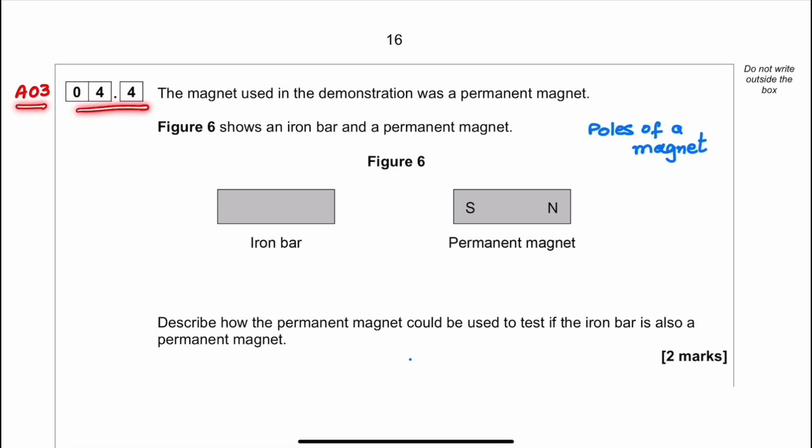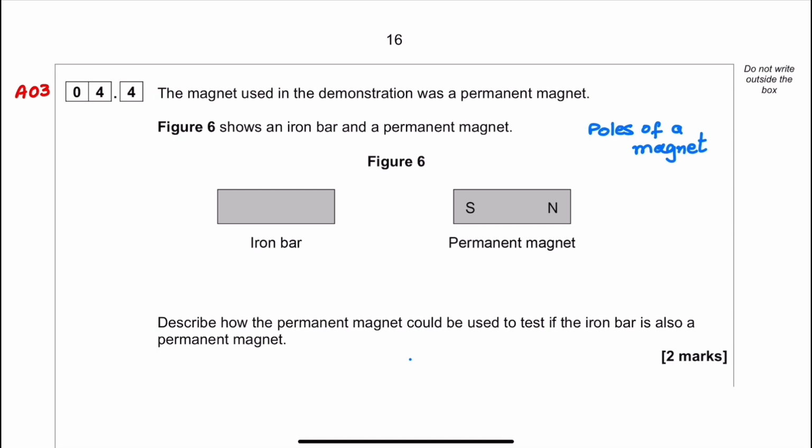4.4 is an AO3 question, and this question is from the topic of poles of a magnet. The magnet used in the demonstration was a permanent magnet. Figure number 6 shows an iron bar and a permanent magnet. Describe how the permanent magnet could be used to test if the iron bar is also a permanent magnet.